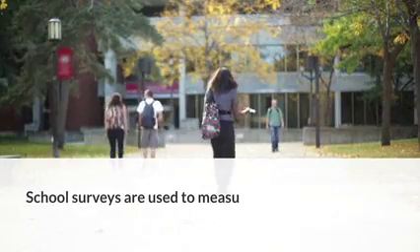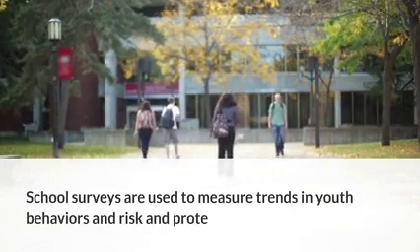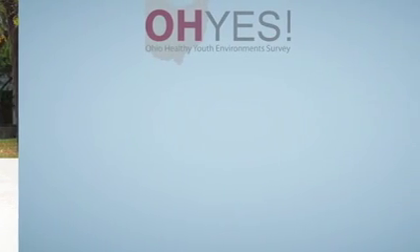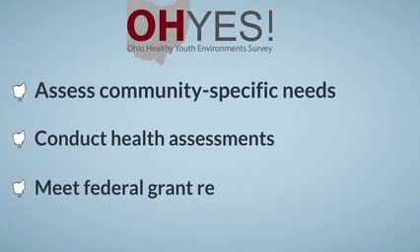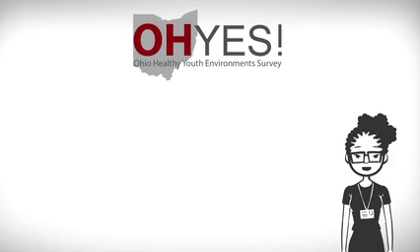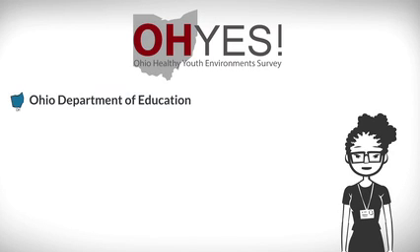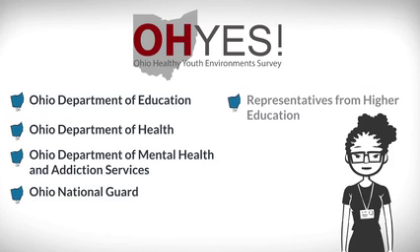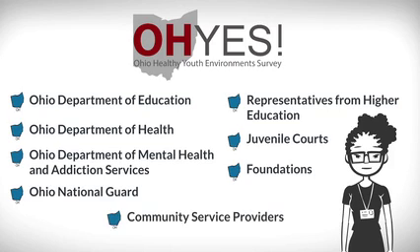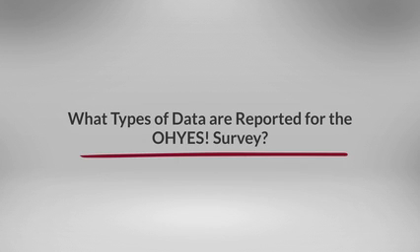OHYES survey background. School surveys are used to measure trends in youth behaviors and risk and protective factors. This data is useful to assess community-specific needs, conduct health assessments, and meet federal grant reporting requirements. The Ohio Healthy Youth Environment Survey is a collaborative effort between the Ohio Department of Education, Ohio Department of Health, Ohio Department of Mental Health and Addiction Services, the Ohio National Guard, representatives from higher education, juvenile courts, foundations, and community service providers.